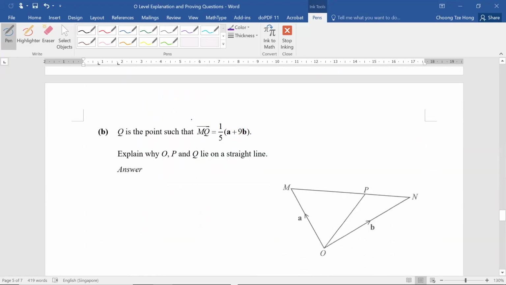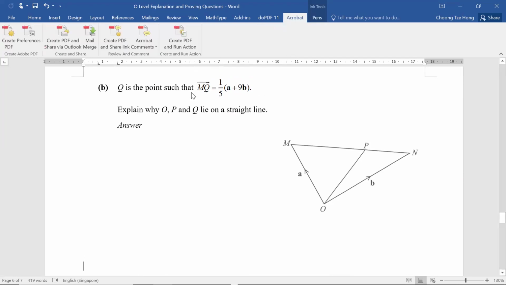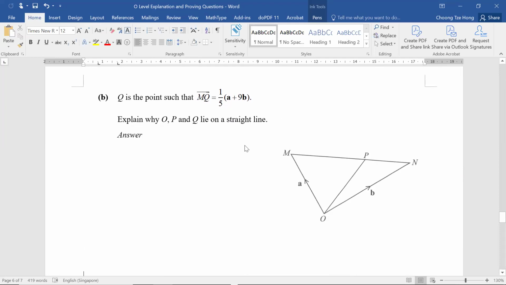Okay, let's move on to part B. In part B, they say Q is a point such that MQ is 1/5 A plus 9B. So they give us the vector MQ, right? They want us to explain why OP and Q lie on the same straight line. In part A, we have already found OP, right? Now they are telling us that there's another point Q that's in this plane, and they want us to show that OP and Q lie on the same straight line.